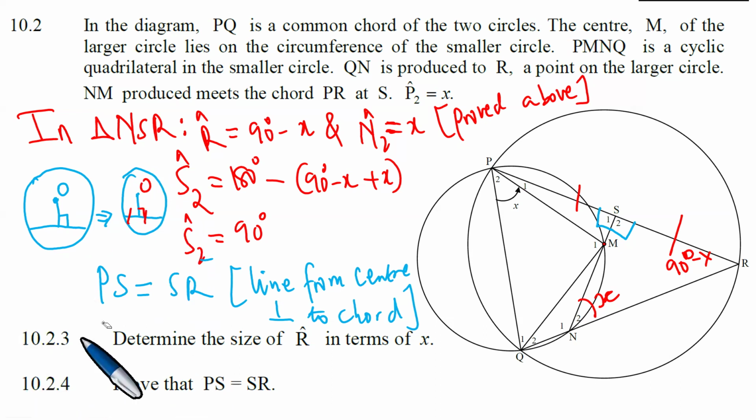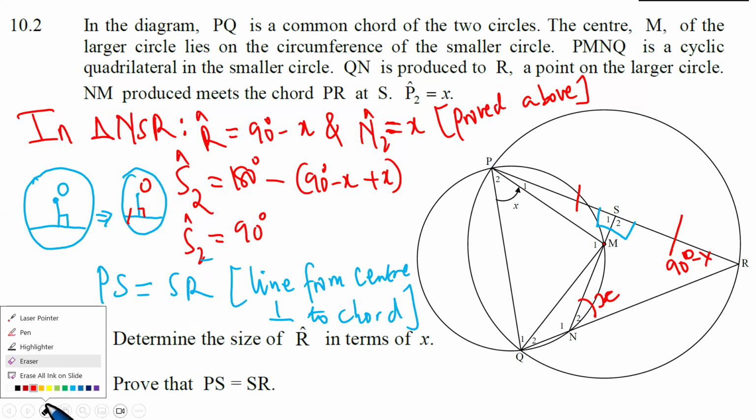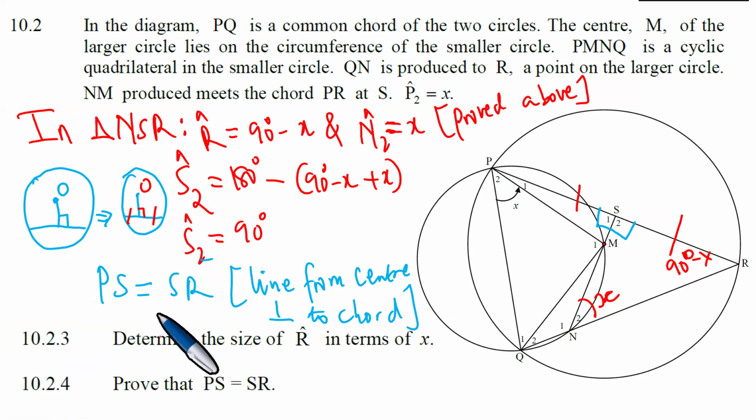Okay, so we're in business. So if you have a perpendicular line from the center, in other words, line from center perpendicular to chord, line from center perpendicular to chord bisects the chord. So we've proven that PS equals SR.